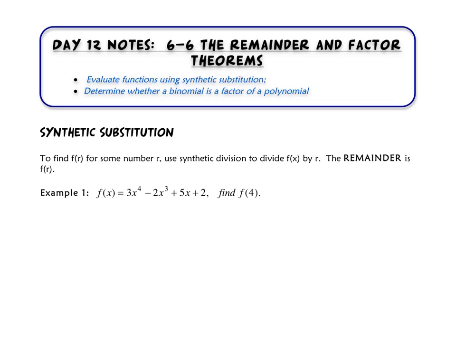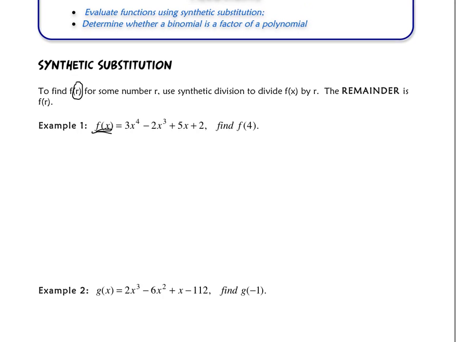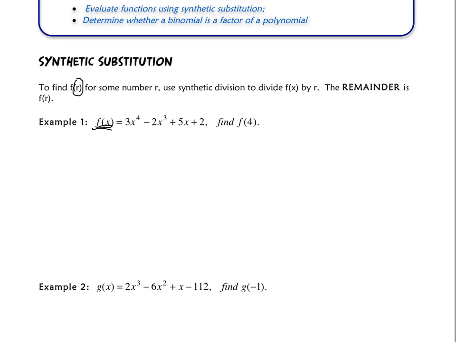Okay, so the way synthetic substitution works is if you are trying to find f of r, where r is some number, we're going to use synthetic division to divide f of x, the polynomial, by r. Whatever the remainder is, that's the value of f of r. So for example 1, we have f of x equals 3x to the fourth minus 2x cubed plus 5x plus 2. Because I'm trying to find f of 4, the 4 is going to go on the outside of the synthetic division. And then remember, across the top, we're going to put all the coefficients of f of x.